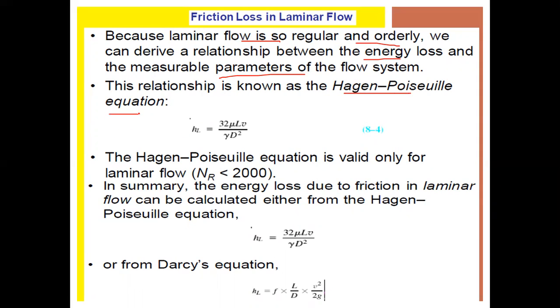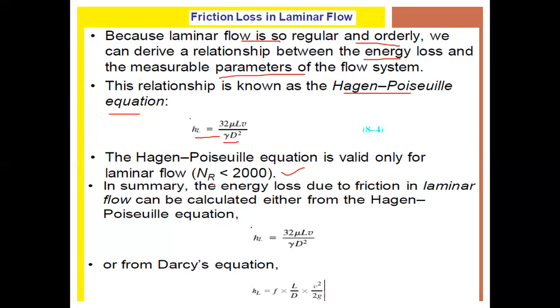The laminar flow can be analyzed using Hagen-Poiseuille's equation, which we have already derived in the initial classes, and the problems have also been discussed. Therefore, for laminar flow, HL is equal to 32 mu L V by gamma d square. The Hagen-Poiseuille's equation is valid only for the laminar flow. Turbulent flow uses the Darcy-Weisbach equation.